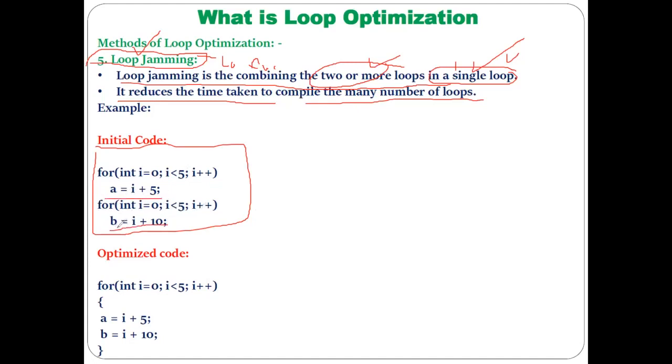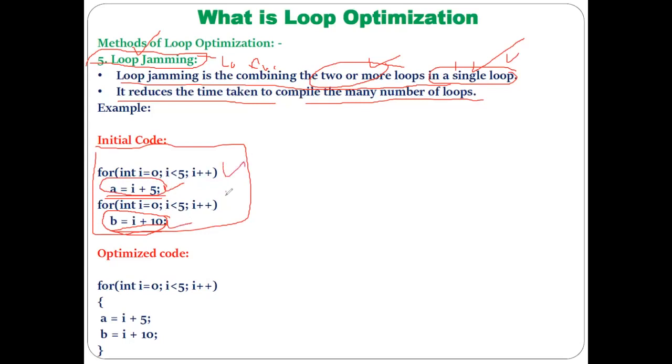Here I plus 5, here I plus 10. Now what is happening here, as you can see, is it possible to combine these two loops into a single one? Yes. You need to evaluate this expression 5 times. Also, you need to evaluate this expression 5 times. Here also, you need the 5-time computation. Here also, you need the 5-time.